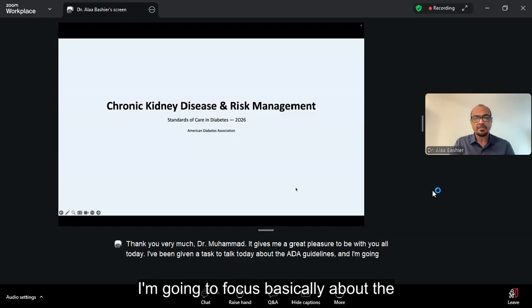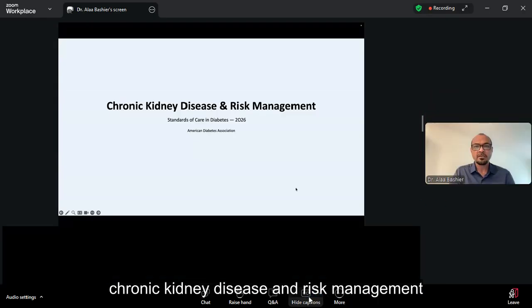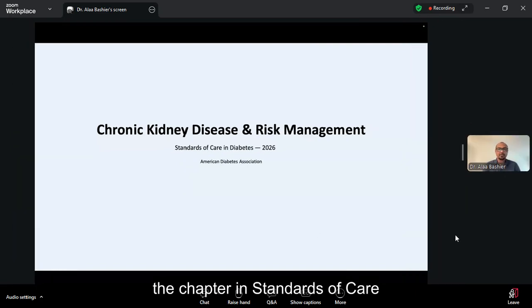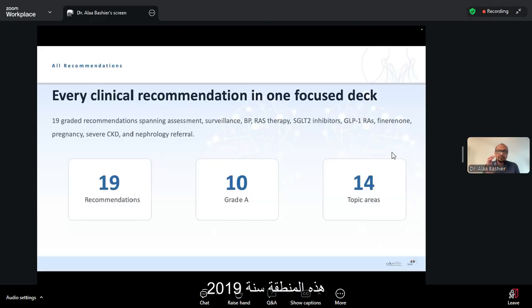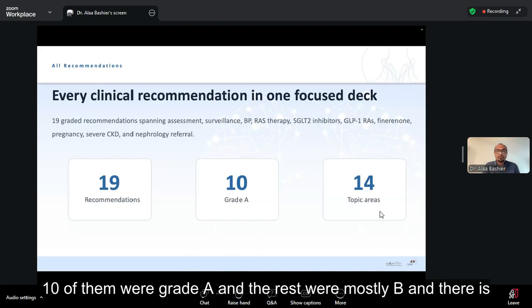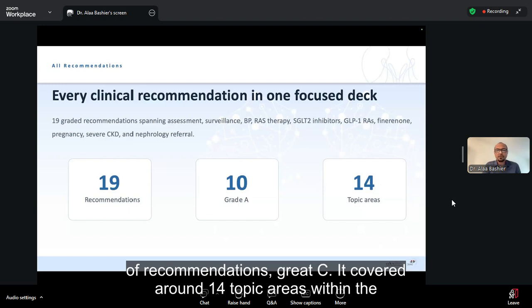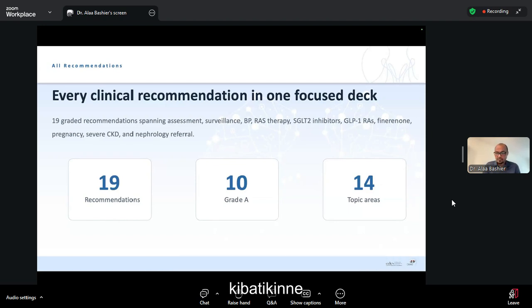I'm going to focus basically on chronic kidney disease and risk management, the chapter in the Standards of Care in Diabetes 2026 by the ADA. To start the talk, this chapter contains around 19 recommendations. 10 of them were grade A and the rest were mostly B, and there are a couple of recommendations grade C. It covered around 14 topic areas within diabetic kidney disease.